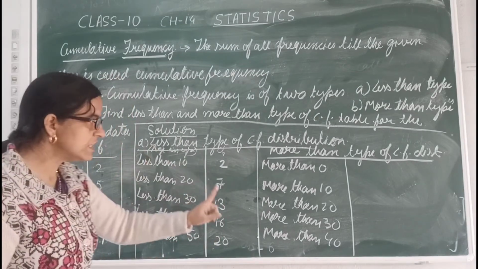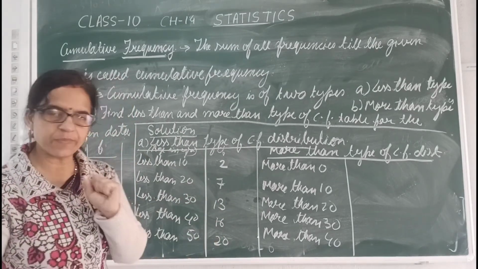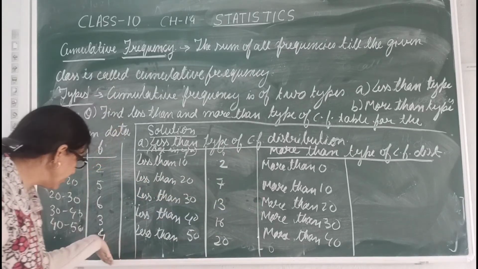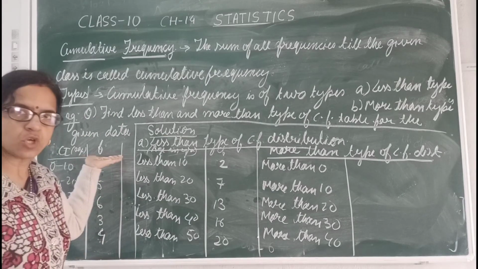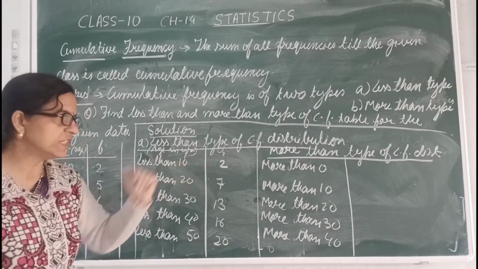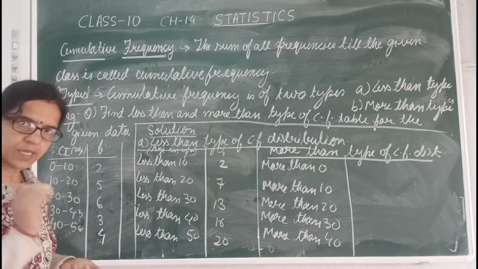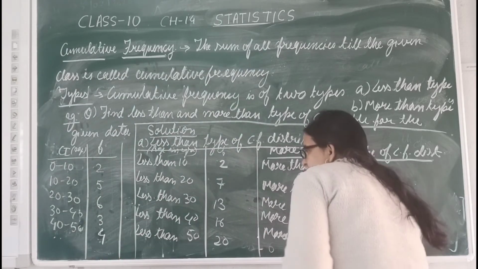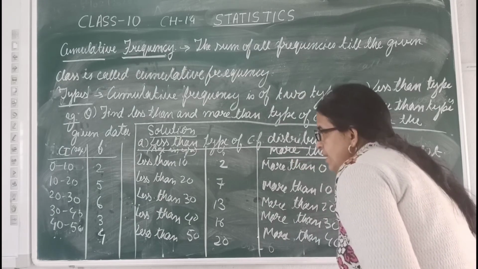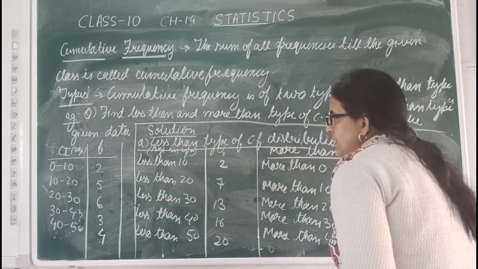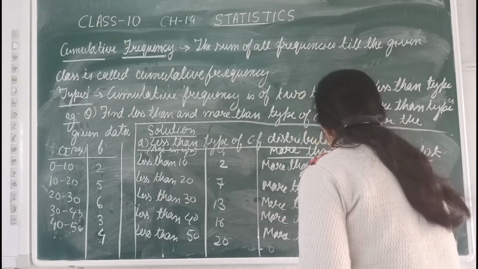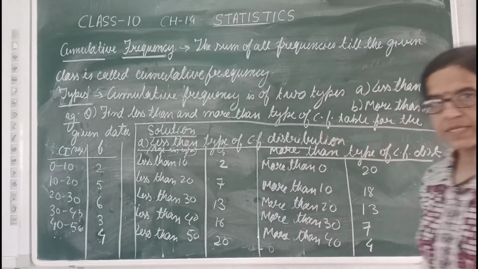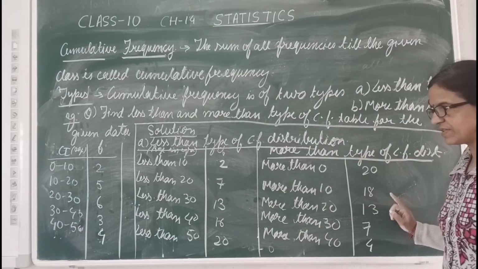So for more than type, keep one process in mind: to get the more than type of the cumulative frequency distribution, you add from bottom to top. So we will be getting the more than cumulative frequency distribution. I think you understood? So over here the last one was 4, then 4 plus 3 is 7, 7 plus 6 is 13, 13 and 5 is 18, and 18 and 2 is 20. So I think you understood the more than type of the cumulative frequency distribution.